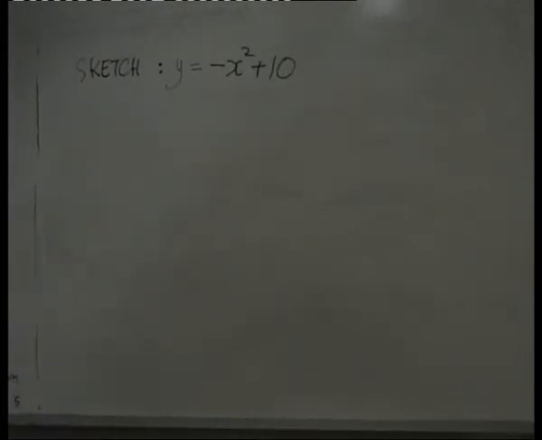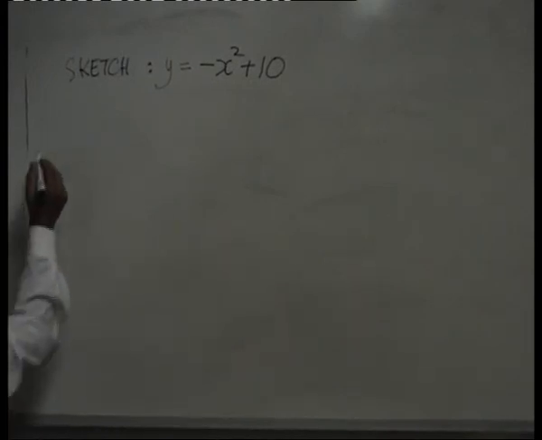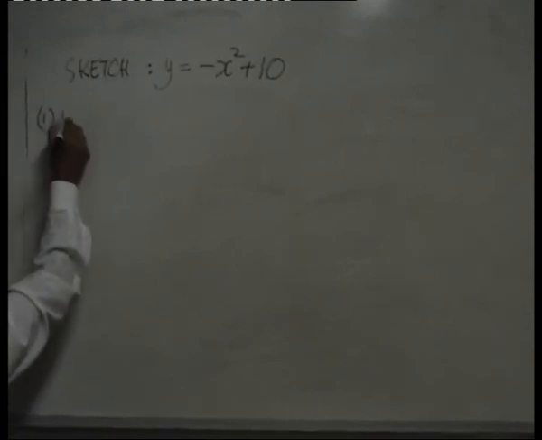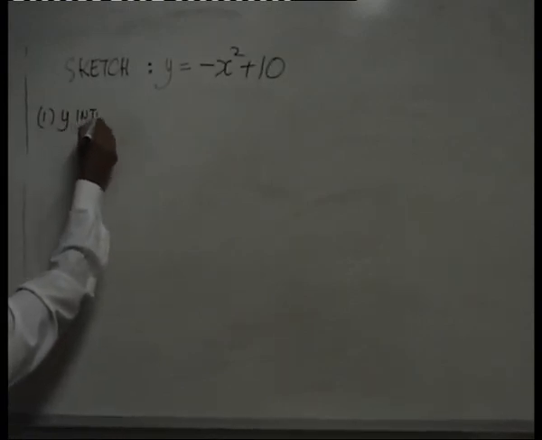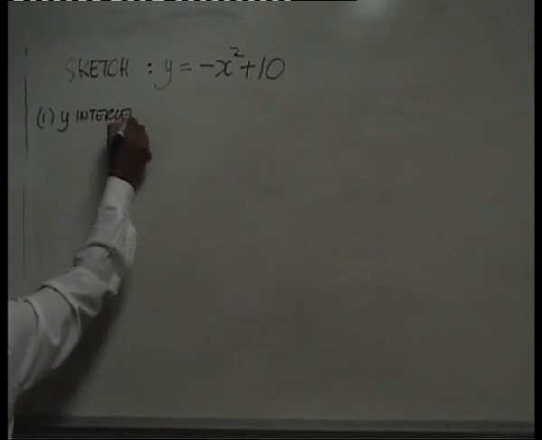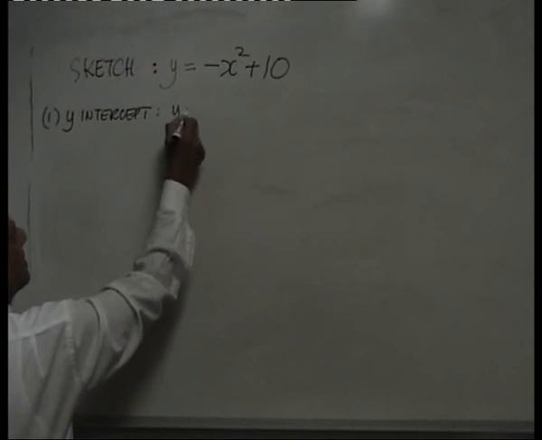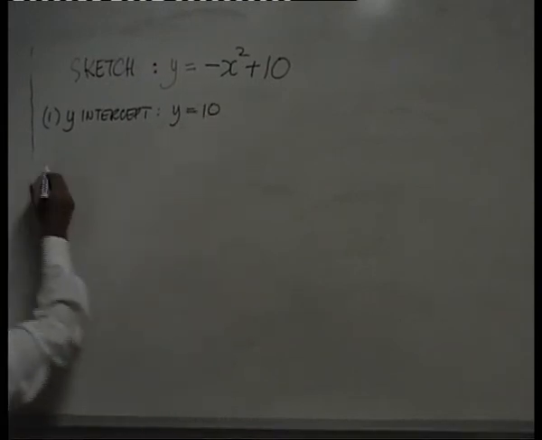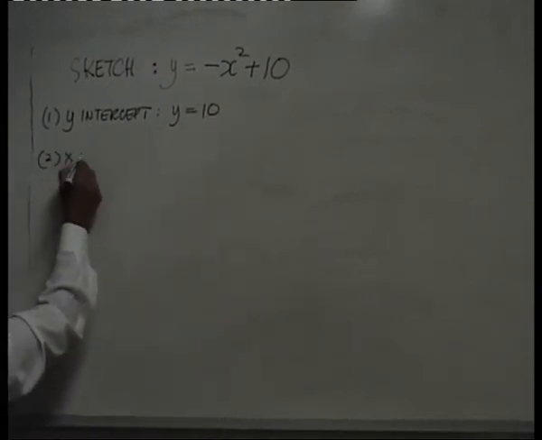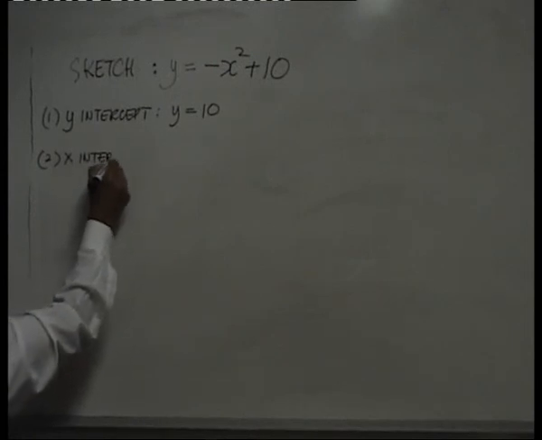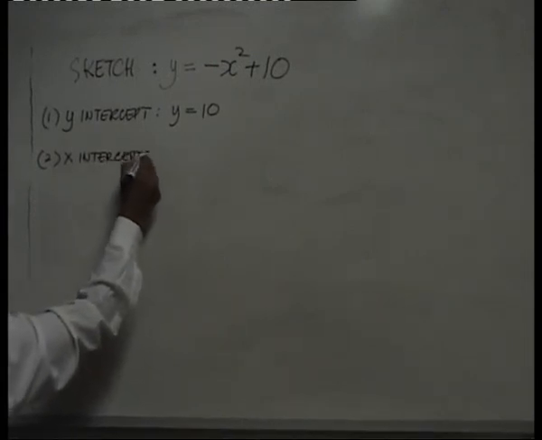Alright, so we're looking at our last example on drawing parabolas. So here is a question, and we'll just go step by step and we will see what happens. Number one, if you want the y-intercept, but by now you have gotten quite smart and you know that if I put 0 here, then the y-intercept is 10. Number two, x-intercepts.